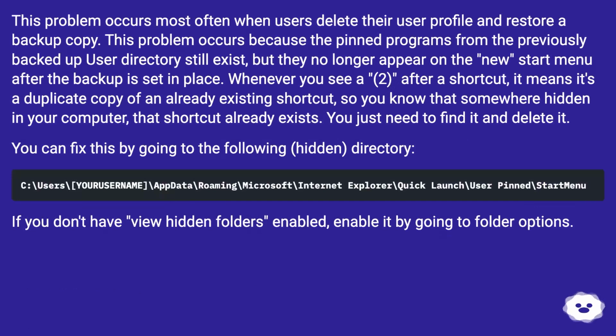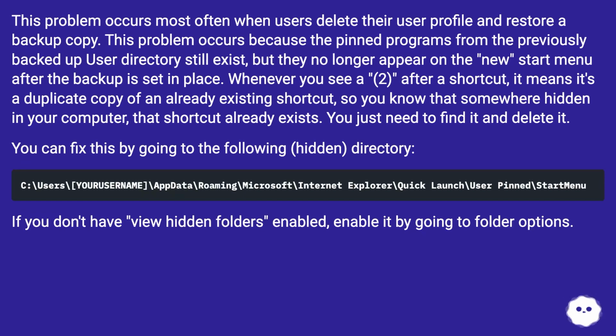This problem occurs most often when users delete their user profile and restore a backup copy. This problem occurs because the pinned programs from the previously backed up user directory still exist, but they no longer appear on the new Start menu after the backup is set in place. Whenever you see a 2 after a shortcut, it means it's a duplicate copy of an already existing shortcut, so you know that somewhere hidden in your computer, that shortcut already exists. You just need to find it and delete it.